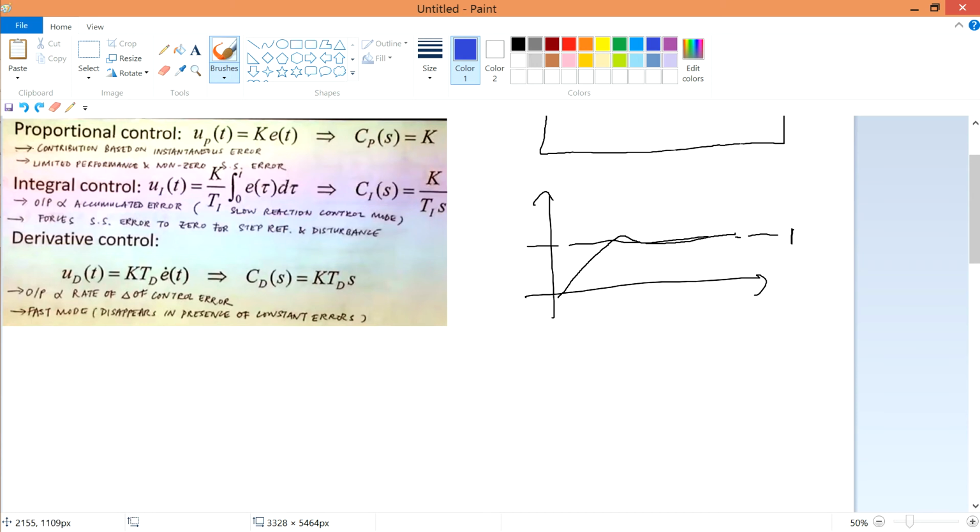If your gain is high, you'll spike up and be very oscillatory, and then settle down to a steady state that is higher than what you want. We want it to be 1, but when it settles, it becomes something else, maybe 2. So this is the steady state error that we're talking about.